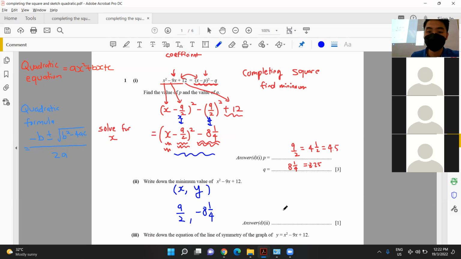Teacher, is that always like the one in the bracket is x, the one without the bracket is y? Yes, always. Okay.